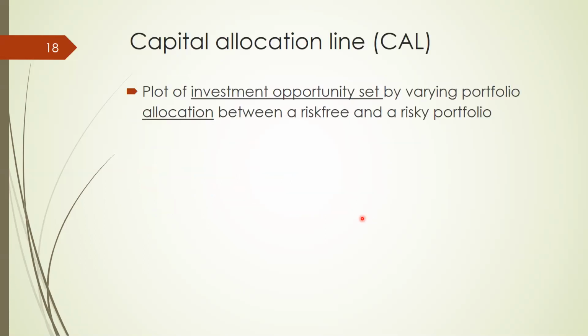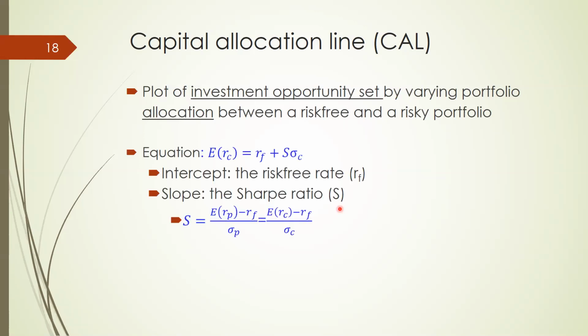The capital allocation line shows the investment opportunity set by changing the allocation omega between the risk-free and the risky assets. The capital allocation line plots expected return against standard deviation, given the Sharpe ratio, and this is the equation between the y-axis and x-axis. You can see that the intercept will be the risk-free rate and the slope will be equal to the Sharpe ratio of the risky asset. And the Sharpe ratio will be equal for the risky portfolio and the combined portfolio.